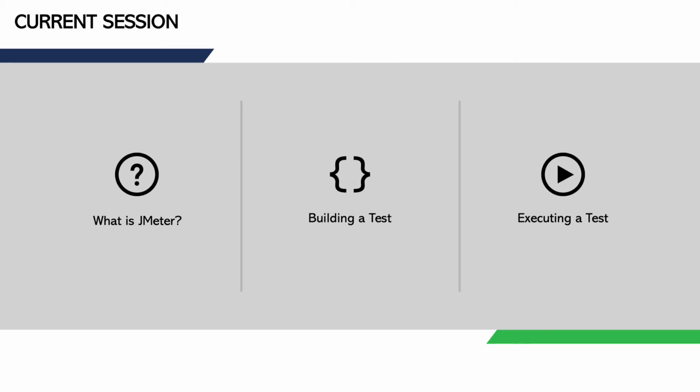Today we're going to be talking about some performance testing, specifically with JMeter. We're going to be discussing today what is JMeter and how to set it up, building a test in JMeter and some of the components, and how to execute the test from a debug perspective and a runtime perspective.